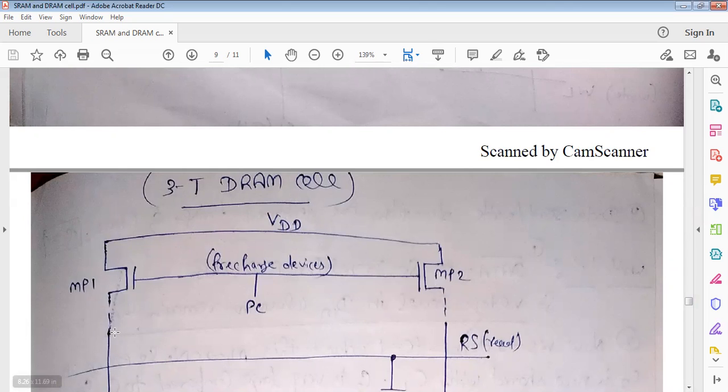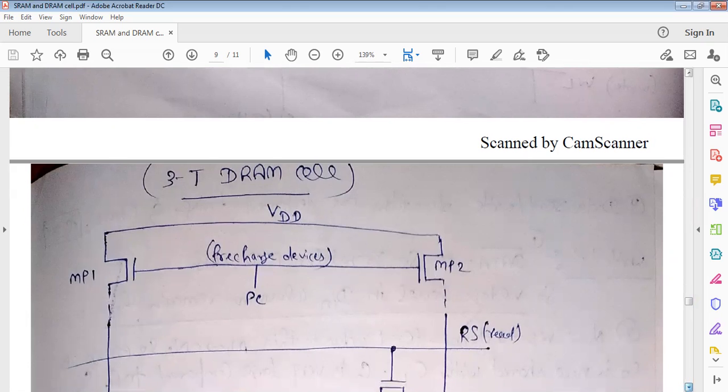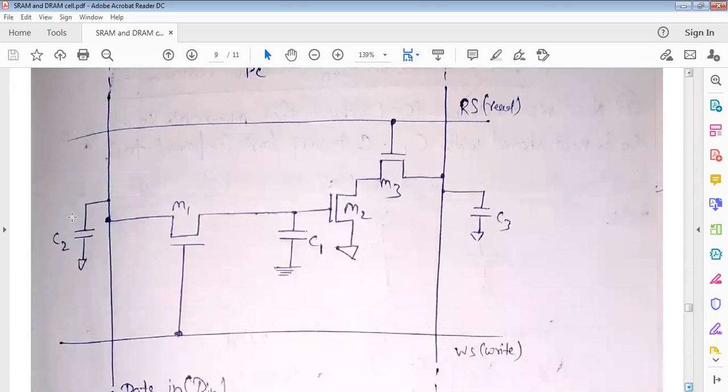Is it clear? As the supply is connected to this column, capacitor C2 will be charged up to the voltage equivalent to the logic high. So C2 will be charged up to the high logic level. Again, C3 will also charge up to the high logic level. That's why this is called the pre-charge phase.